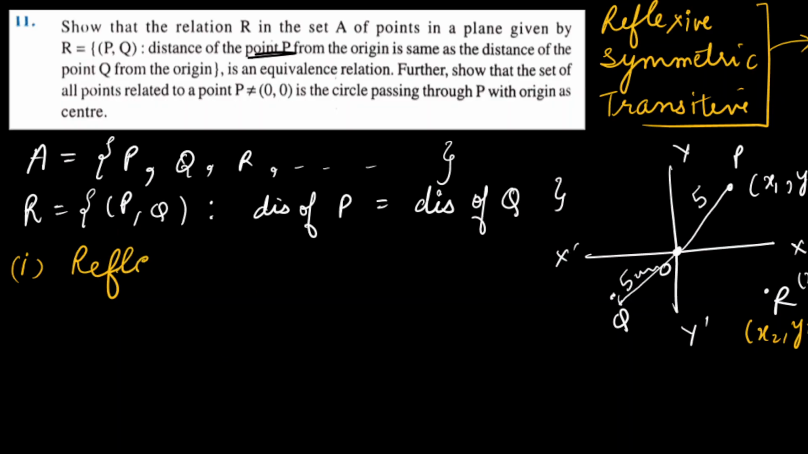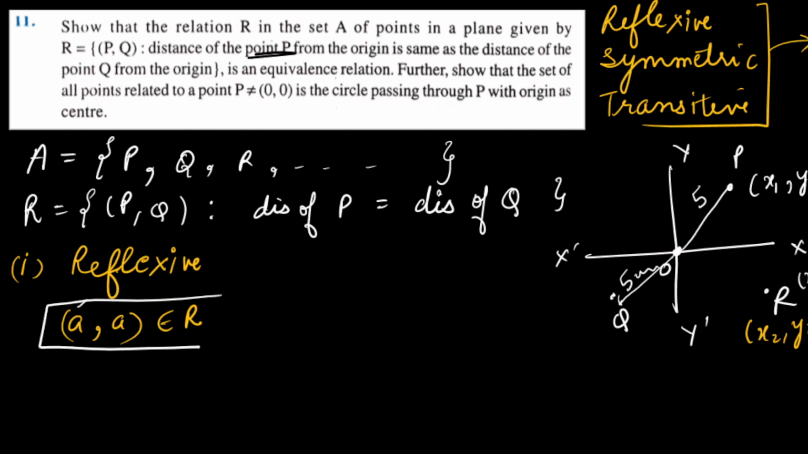So for reflexive, in these types of questions, these are very theoretical. You have to remember the definition. So in a reflexive relation, we know the ordered pair (A, A) should belong to the relation. So if (A, A) belongs to R, what does it mean? In point form, I have to write this. So this is the definition. This type of ordered pair should belong to R, then it will be reflexive.